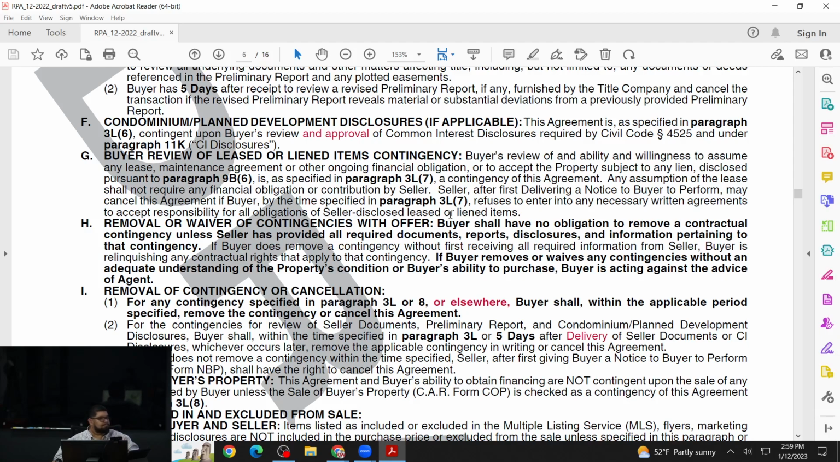That protects him, if you are within those 17 days. Yes, 100%. It's always going to be a 17-day contingency period on all contingencies. On all contingencies. Any questions?